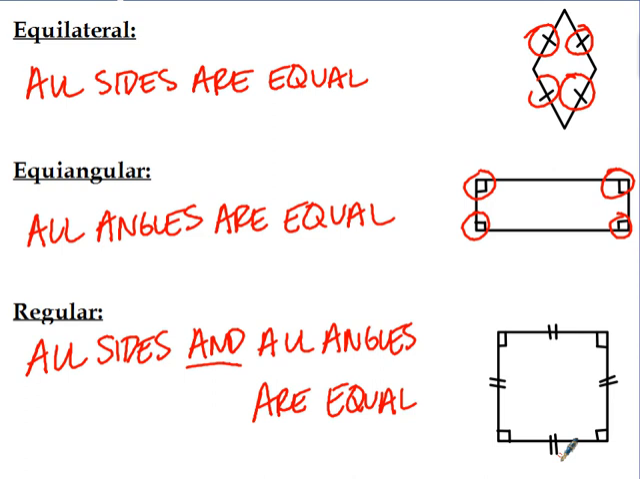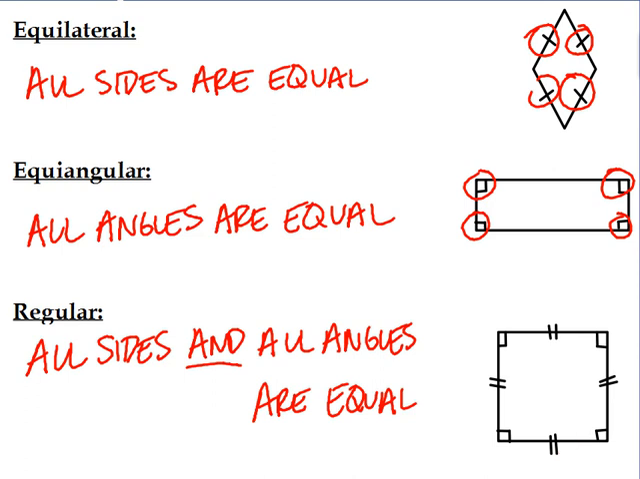Now, not everything is going to be one of these three. Of course, there's a lot of shapes that will be none of these. But just remember, if the sides are all equal, that's equilateral. All the angles, equiangular, and then if everything's equal, then that's regular. So let's go through a few examples now.